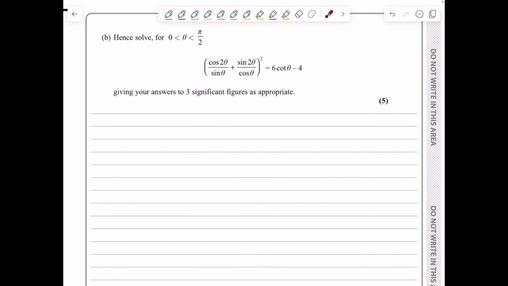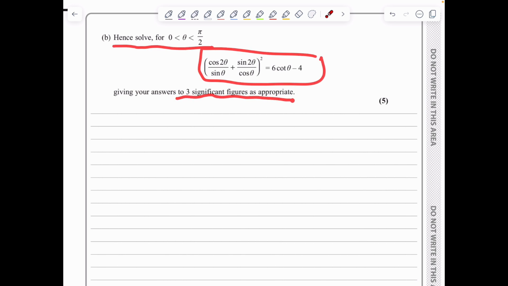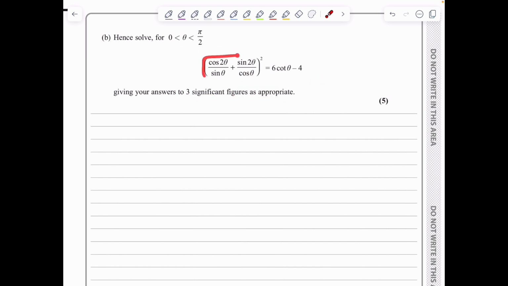In B, we are told hence solve for theta between 0 and pi over 2 the given trigonometric equation here, giving our answers to 3 significant figures where appropriate. Well, we should be able to recognize these as simply cosec theta. So the left hand side of the given equation is cosec squared theta, and this is equal to 6 cot theta minus 4. Well, we know that cosec squared is 1 plus cot squared theta, so this is eventually leading towards a quadratic in cot theta.